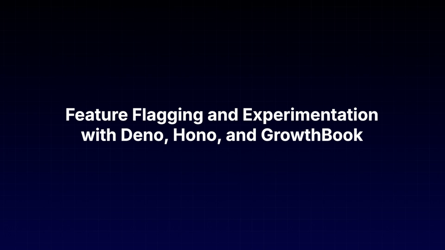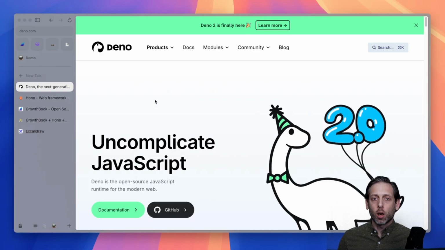GrowthBook is a modern feature flagging and experimentation platform, which means it works with the latest and greatest tools. In this video, we'll learn how to build a dynamic landing page capable of experimentation with Deno, Hono, and of course, GrowthBook. Let's break down our tools.